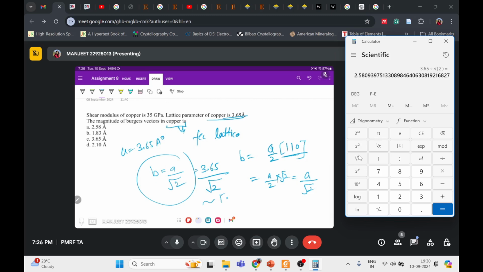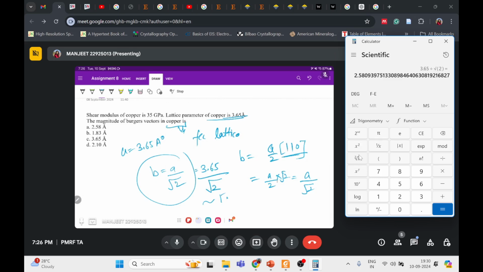And B, well, we calculated from the last part, because it is existing in FCC, so B will be 3.65 divided by root 2. So once you put in, the elastic strain energy per unit length will be 1 by 2 G, which is 35 into 10 to the power 9, into B square, which is 3.65 divided by root 2 whole square.